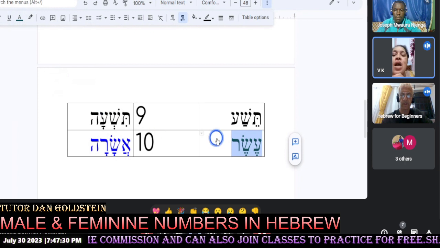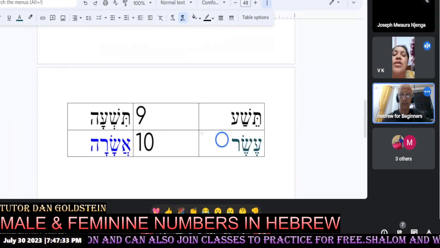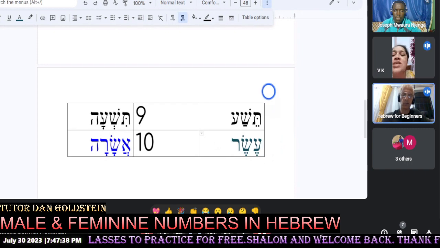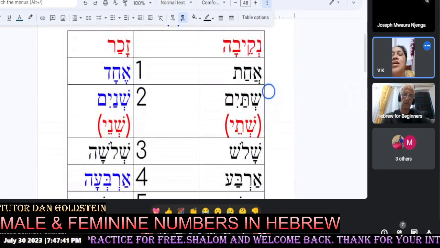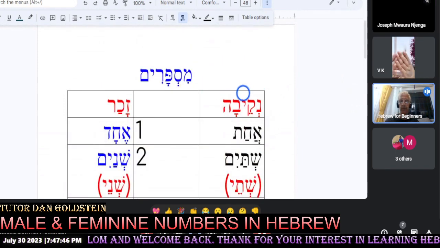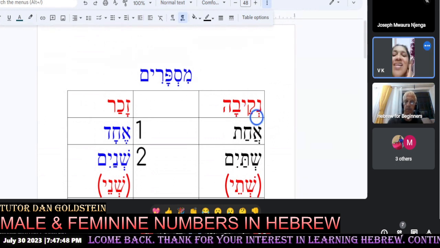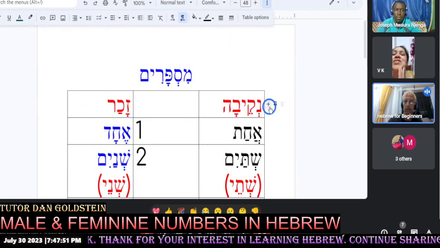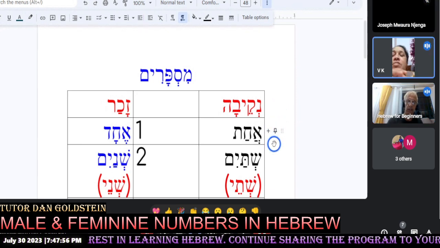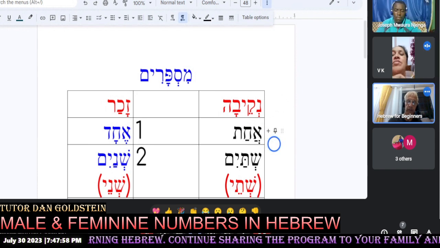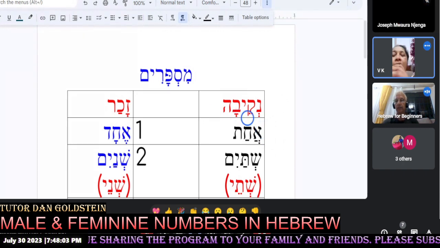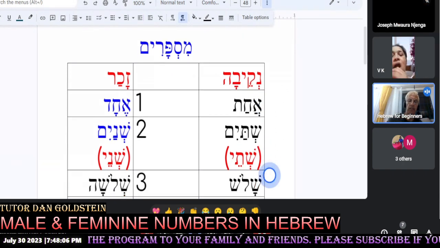Eser. The tenth one is eser. Right. Very good. Okay, so these are the feminine forms of the numbers. Is that okay? Yes. So the feminine forms are the nekevah forms. All the right ones are feminine. All of the right-hand side is feminine.